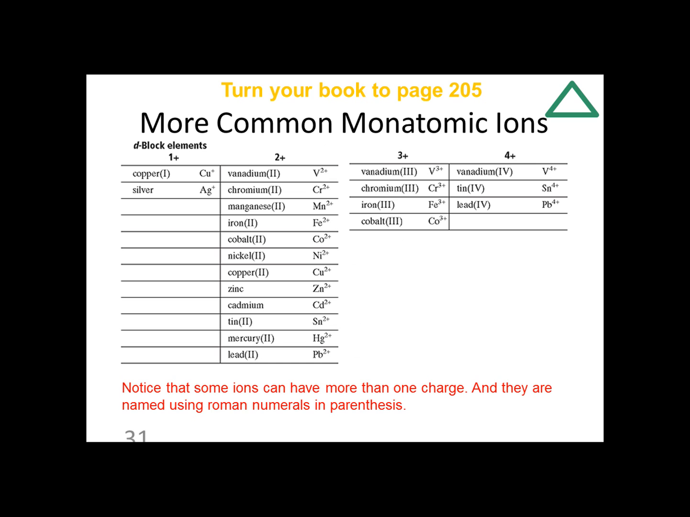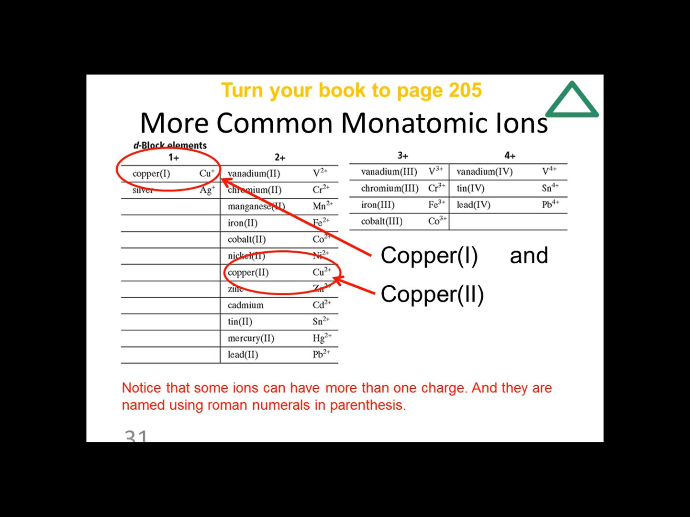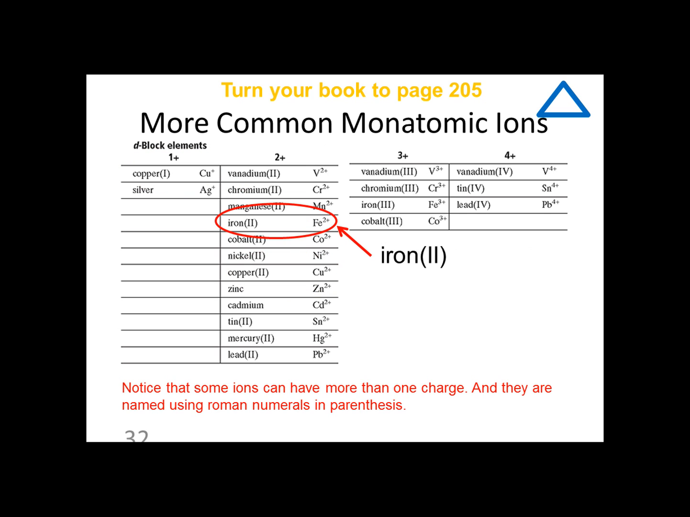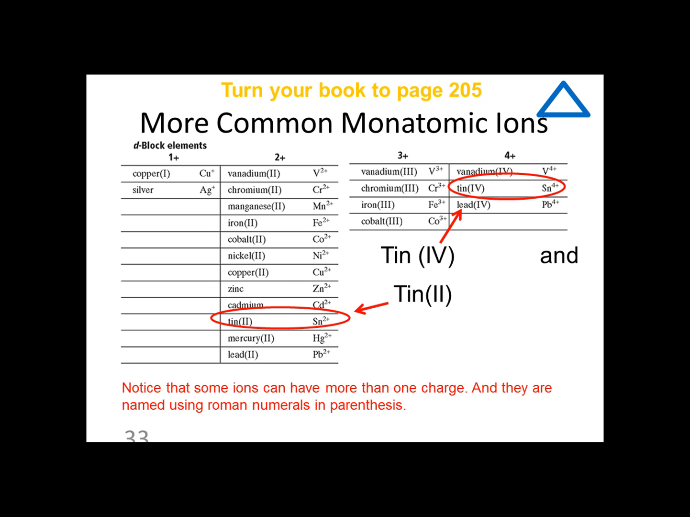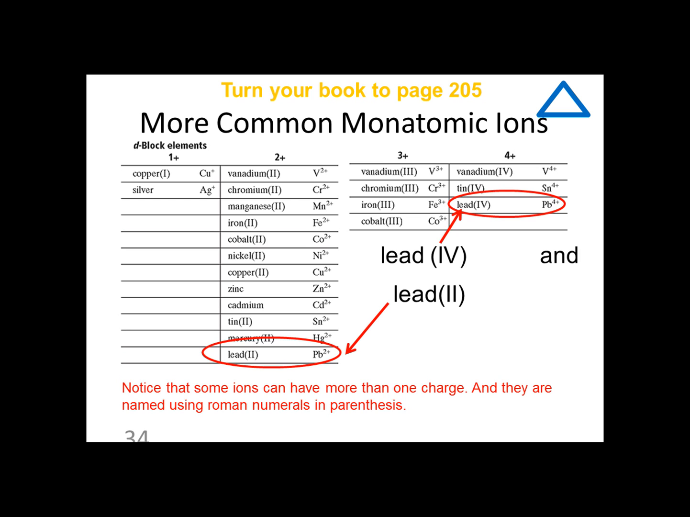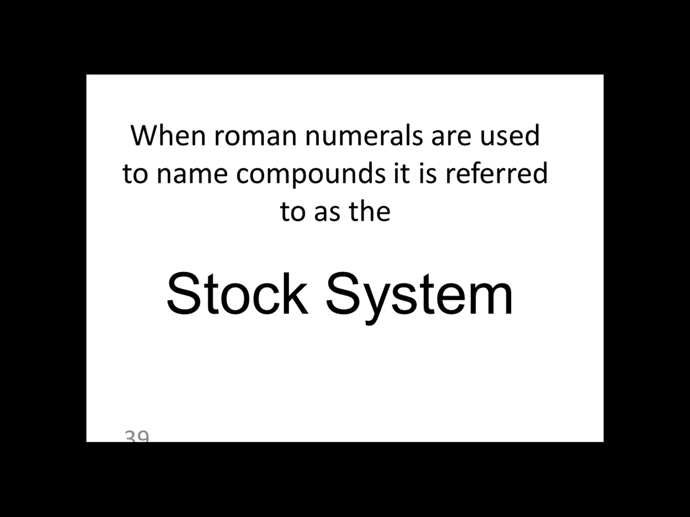Alright, now notice that some of these ions have more than one charge. Copper can have a +1 charge, we call that copper 1, or it could have a +2 charge, we call that copper 2. Iron can have a +2 charge, we call that iron 2, or a +3 charge, we call that iron 3. Tin can have a charge of +4, we call that tin 4. Tin with a +2 charge is tin 2. Lead with a +4 charge is lead 4. With a +2 charge is lead 2.